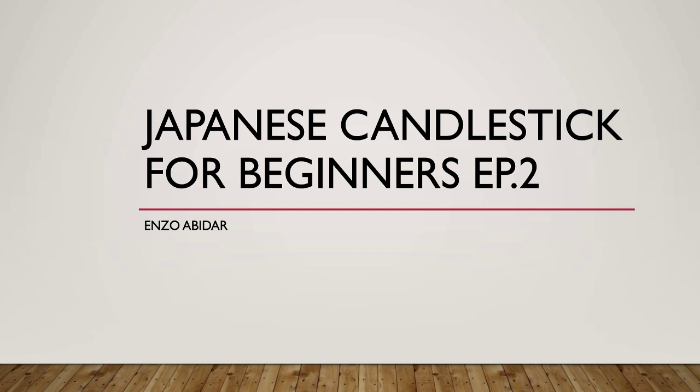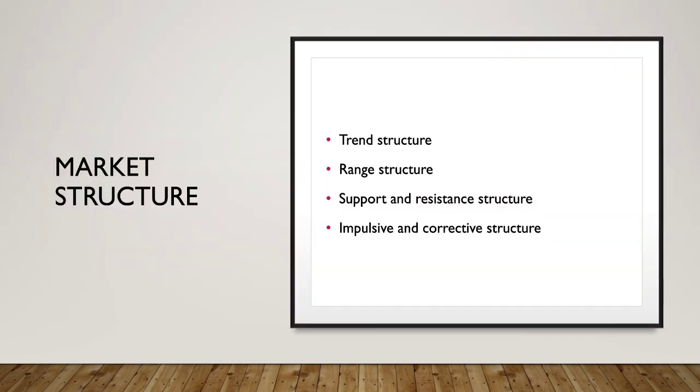Episode 1 was about candles and different types of patterns, and this is going to be about how to implement what you have learned in the market, right? So we're going to talk about market structure. We have trend structure, the uptrend and downtrend. We have range structure. We have support and resistance structure, impulsive and corrective, which some call pullback structure. We're going to go through them one by one and try to make it as easy as possible through this video.